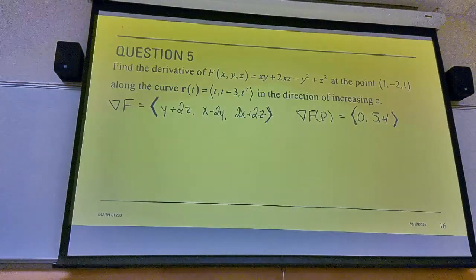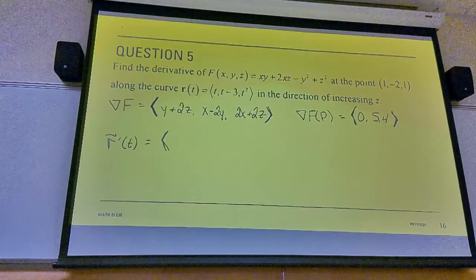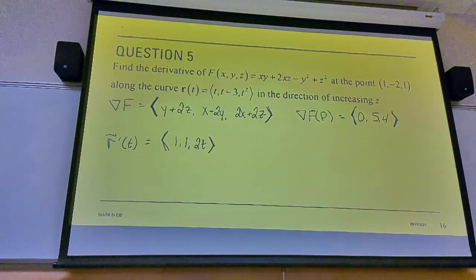Well, increasing tells us we want a derivative. So let's take our r prime of t. What do you get? What is it? 1, 1, 2t. But we're at that point, 1, -2, 1, right?